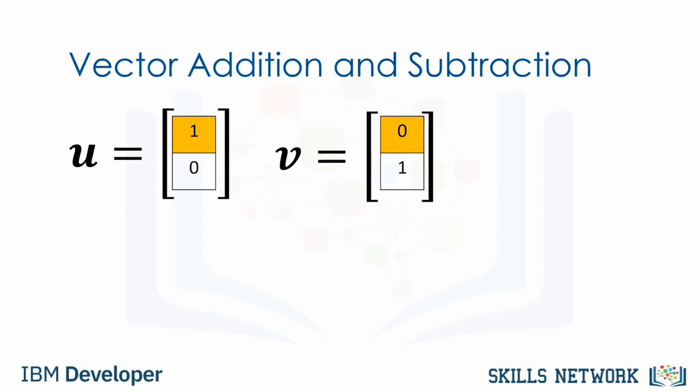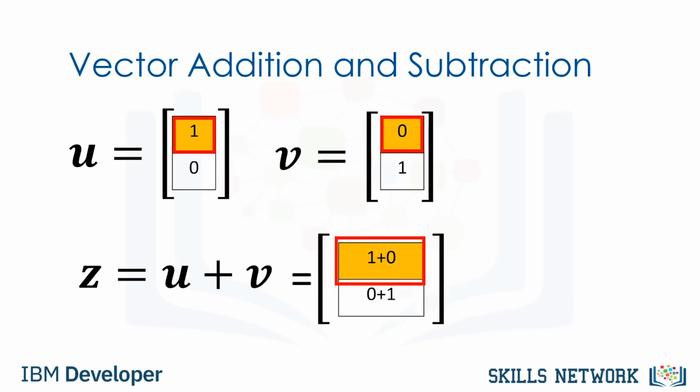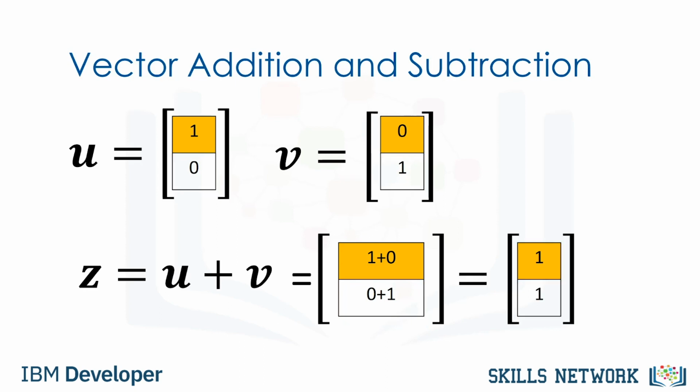Similarly, consider the vector v with 2 components. In vector addition, we create a new vector, in this case z. The first component of z is the addition of the first component of vectors u and v. Similarly, the second component is the sum of the second components of u and v. This new vector z is now a linear combination of the vectors u and v.